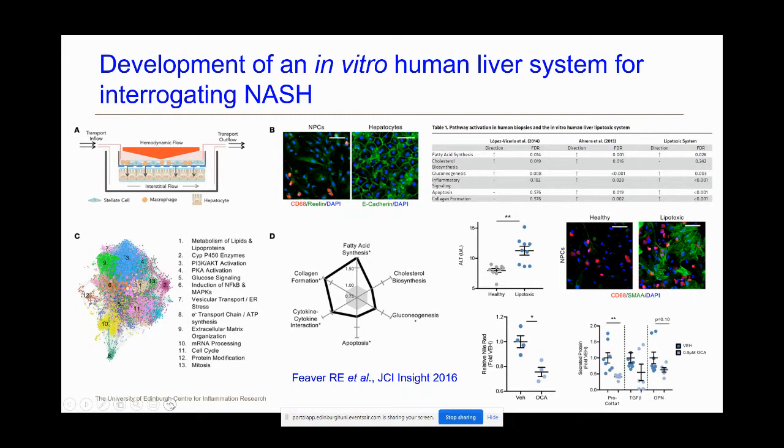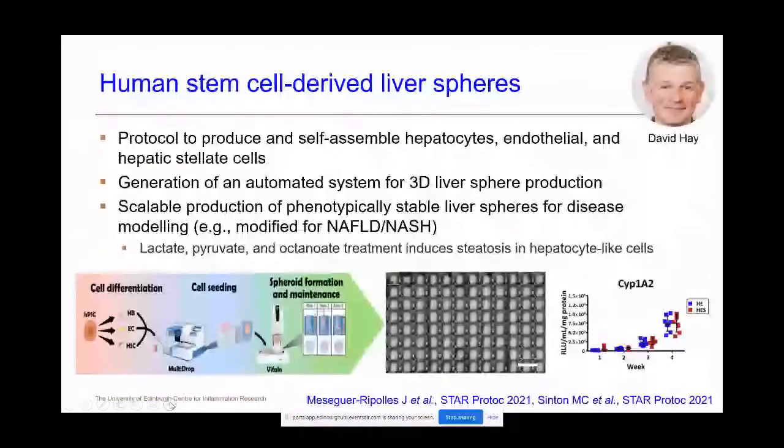We've gone down the stem cell route in Edinburgh, and Professor David Hay's group have generated an automated system for 3D stem cell-derived liver sphere production. The production pipeline is shown here, whereby human pluripotent stem cells are differentiated into hepatic progenitors, endothelial cells, and hepatic stellate cells, and self-assembled into liver spheres.